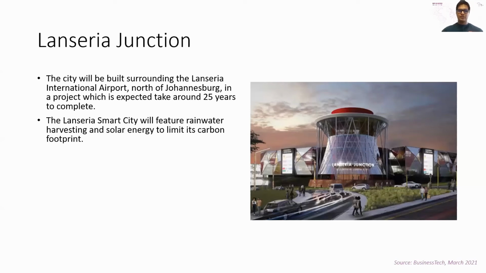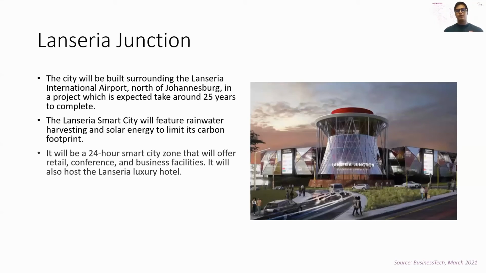So the Lanseria Smart City will feature rainwater harvesting and solar energy to limit its carbon footprint. So you can see the sustainability playing a key role in all of these smart cities, right? I've touched on it previously and now you can see it here. I mean, rainwater harvesting has become quite a hot topic, especially in the agricultural space. So if you're following that space, you should know it. And of course, solar energy is always on top, right? A lot of people are looking at alternative ways of energy and so on, and carbon footprint, we really want to reduce that throughout the entire world.